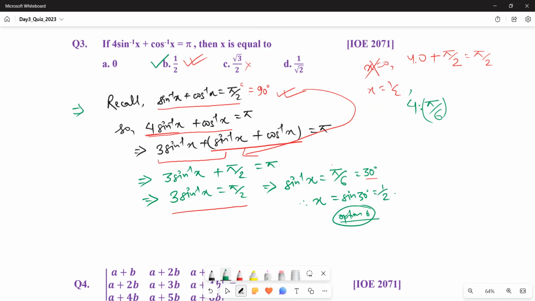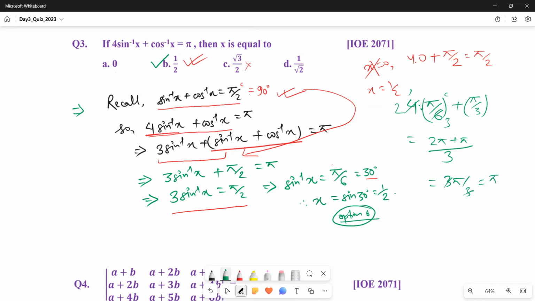So 30 degree, 1 by 2 value is 30 degree. So in terms of radian, it will be what? 4 times pi by 6 plus cos inverse 1 by 2. Cos inverse 1 by 2 is pi by 3, that is 60 degree, right? So when you see these two, 3 is the LCM below, right? And we have 2 pi plus pi, that is 3 pi by 3, that is pi, right?